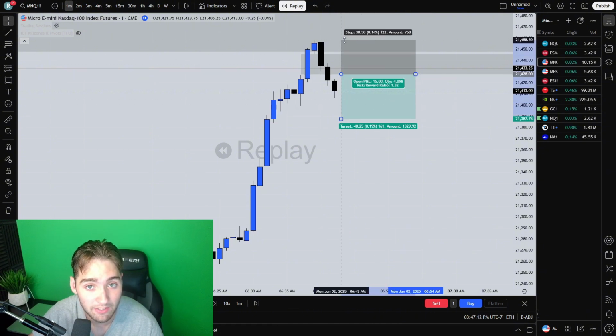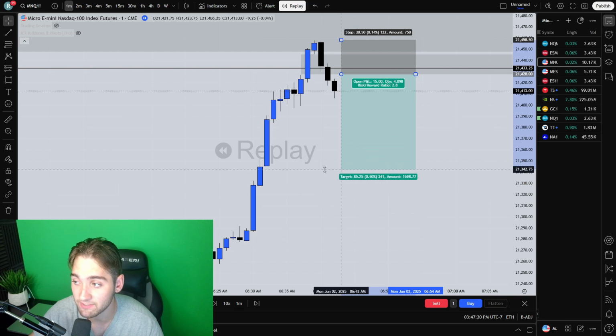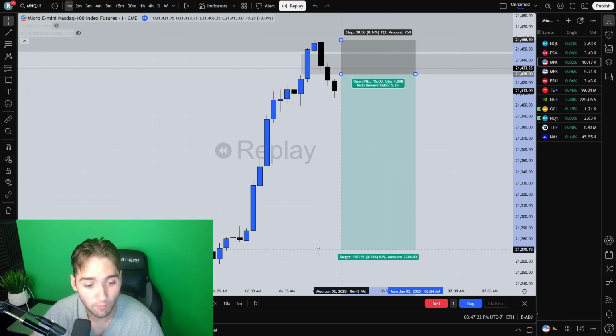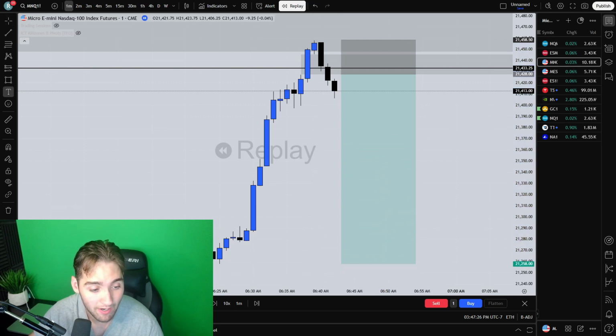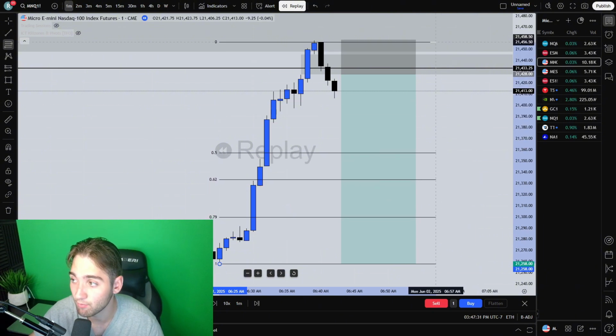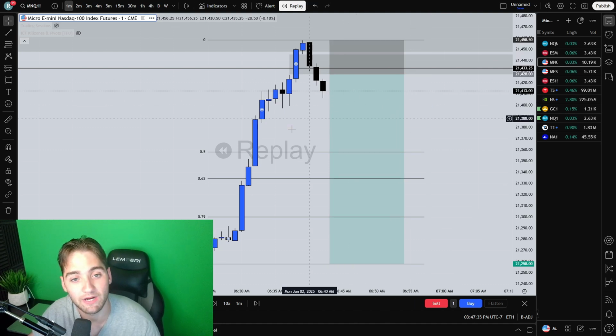Our stop's going to be at this high. And we're going to target any of these imbalances. So we could target this fair value gap, this fair value gap, this one even. Overall, I put my take profit down here. However, I used my Fibonacci tool, measured the bottom point to the top point, and you get a reaction where price kind of wants to go.